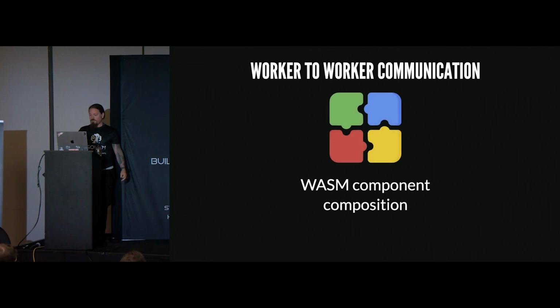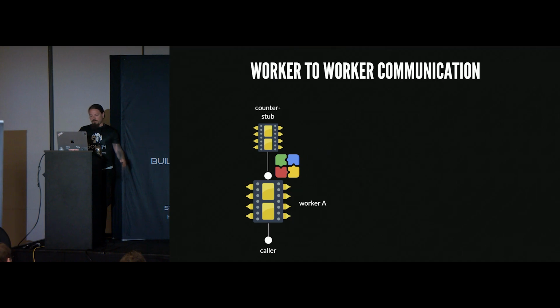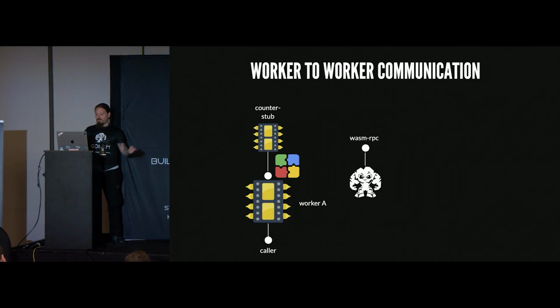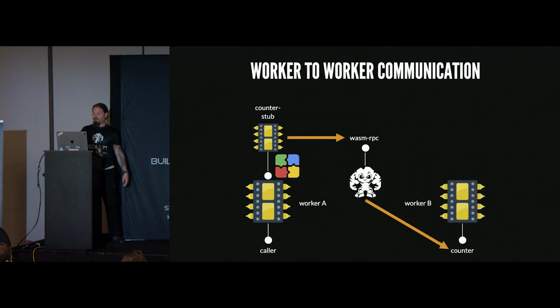So the idea is to use, again, component composition to solve this problem, because as I said, with that you can eliminate dependencies. So the idea is we have worker A, which depends on the counter stub interface, and we have some kind of a counter stub component which implements the counter stub interface, and we compose the two together. The composed one no longer depends on the counter stub, but it depends on WASM RPC, and with that we can invoke worker B.